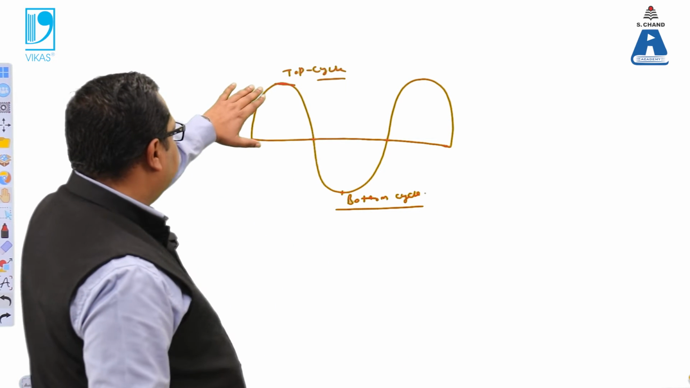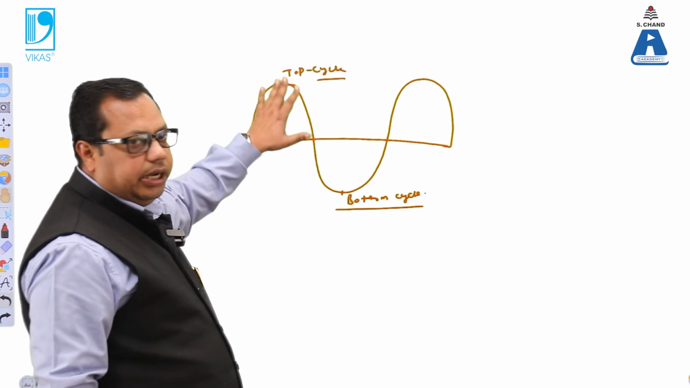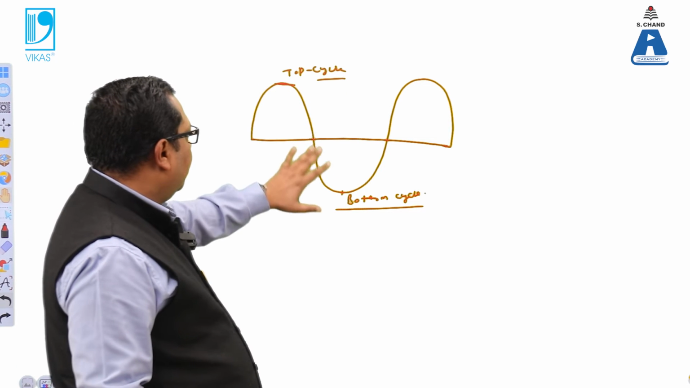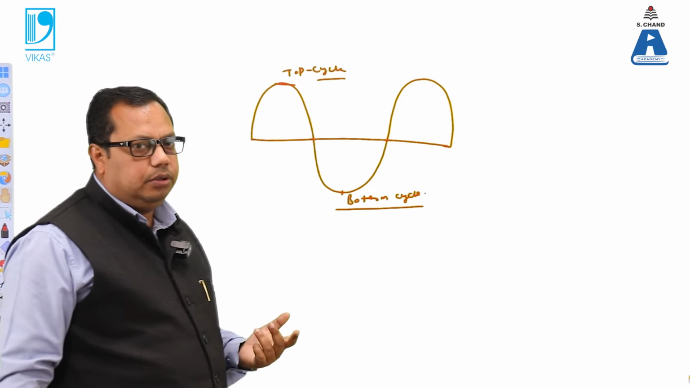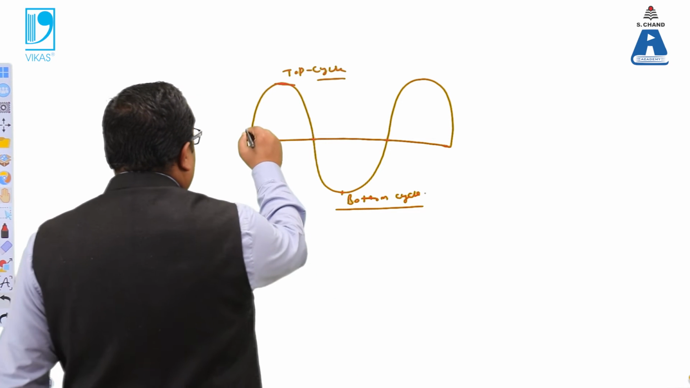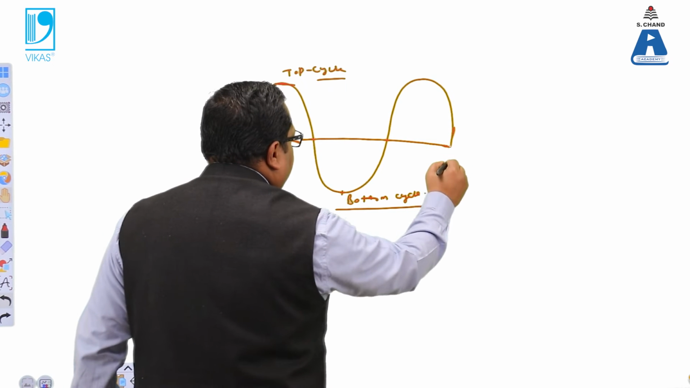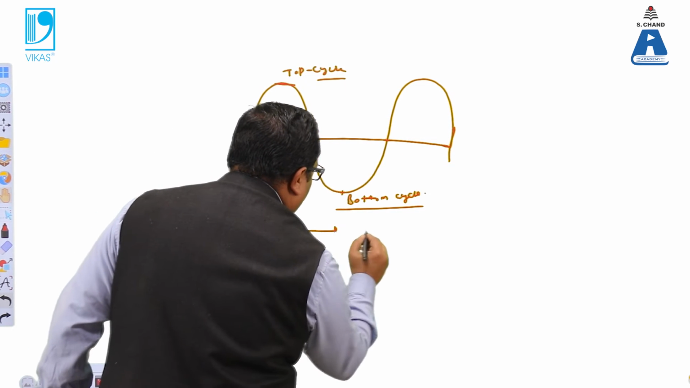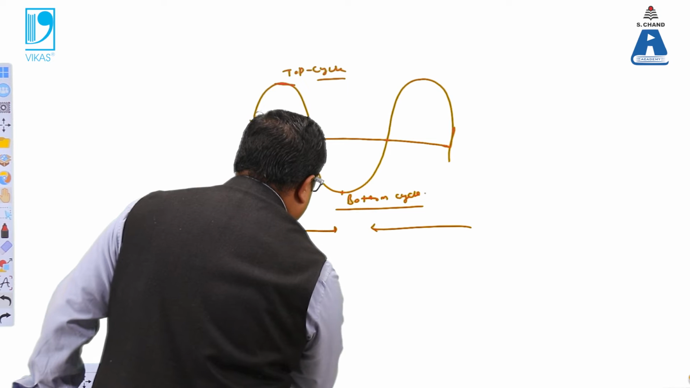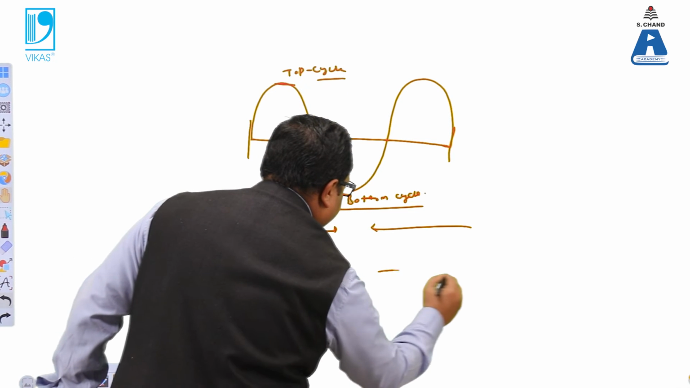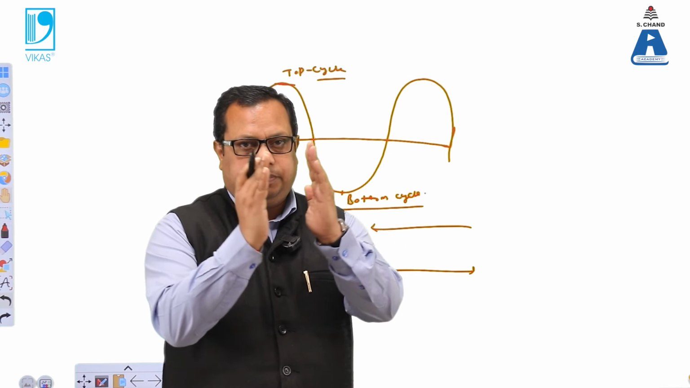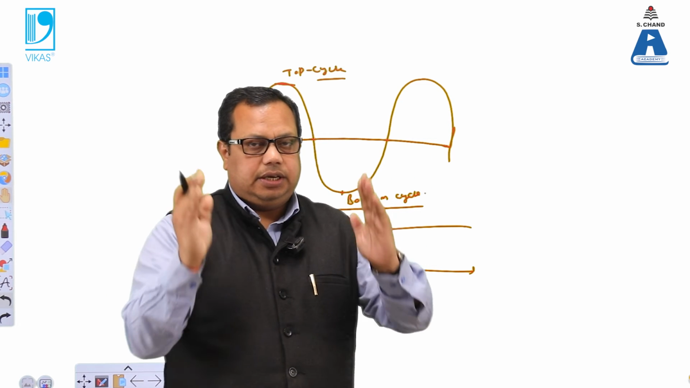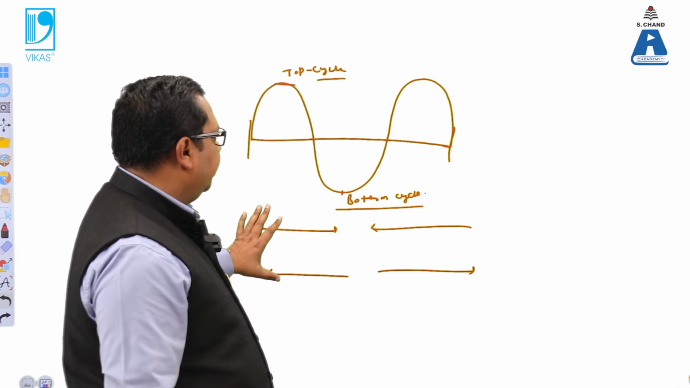So the difference between the top cycle and the bottom cycle is basically the amplitude. And then we can say that the difference between the compression and the release, either the waves are compressed or they are released, the difference between them is called the frequency.